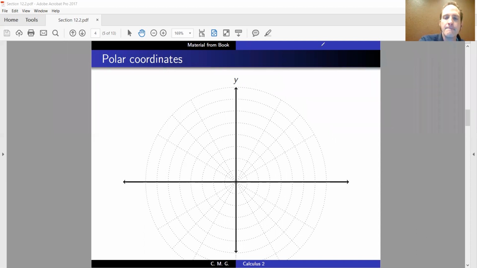Okay. So that's the idea, you're dividing your plane into concentric circles and rays centered at the origin to give yourself a new way of describing which point in the plane I'm talking about.